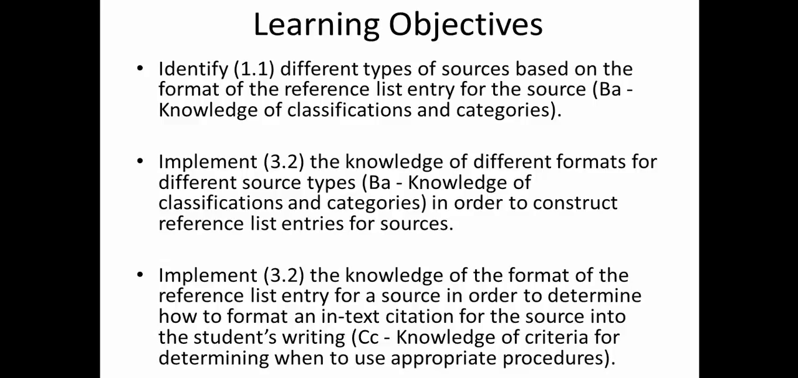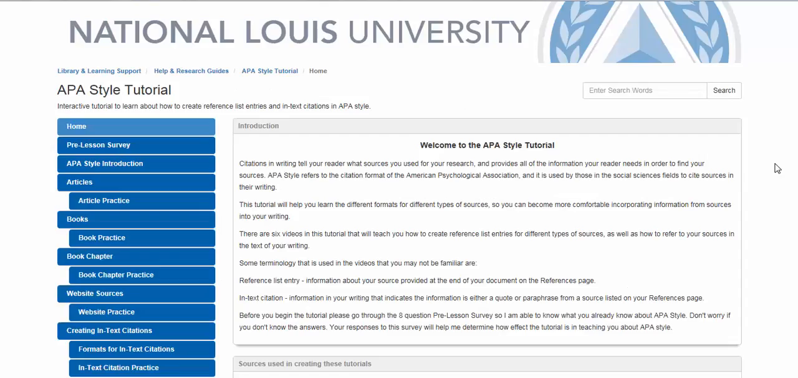This would allow learners to be more comfortable incorporating sources into their writing because they know how to provide correct attribution for their sources. The APA style tutorial is hosted on the SpringShare LibGuides content management system used by National Louis University Library and Learning Support.